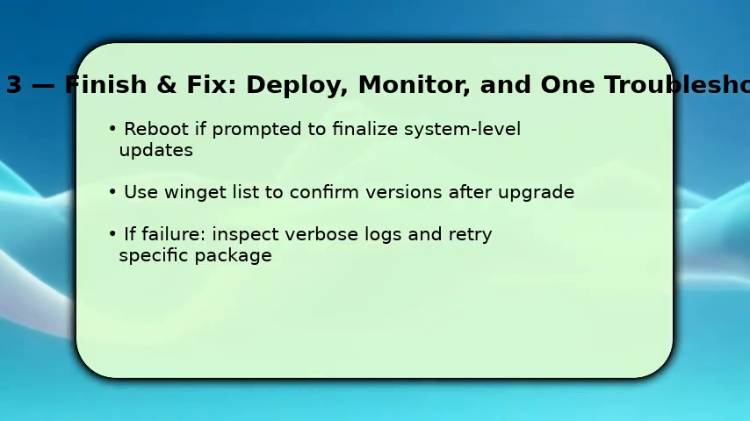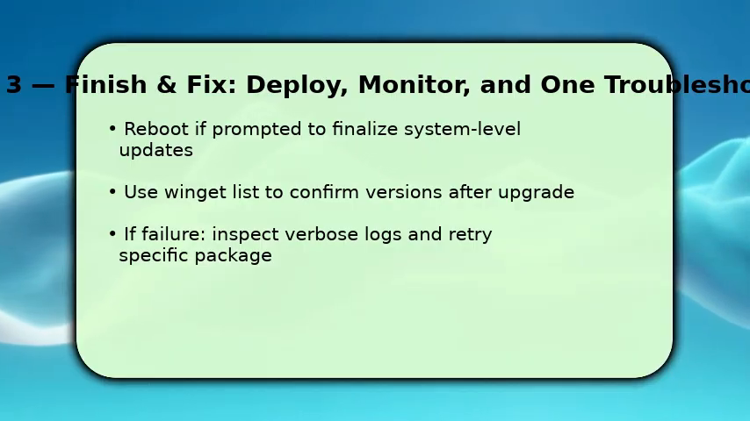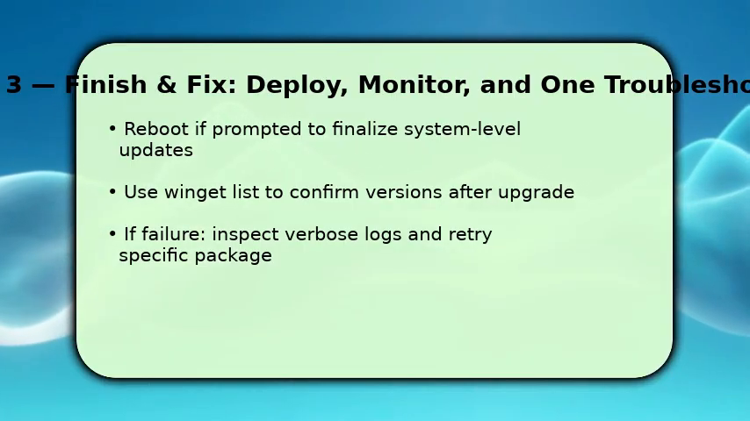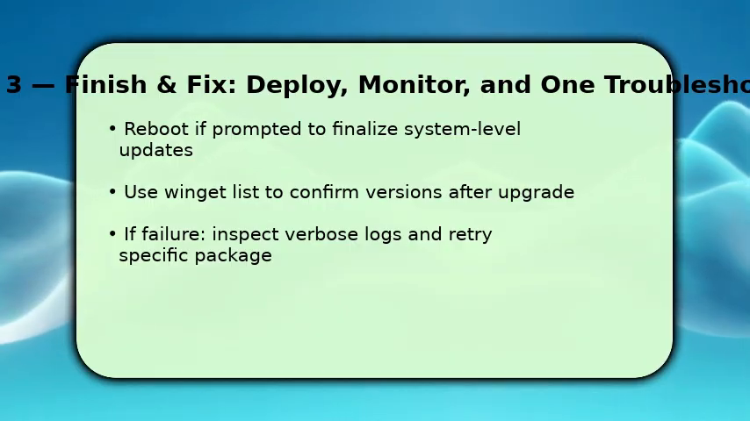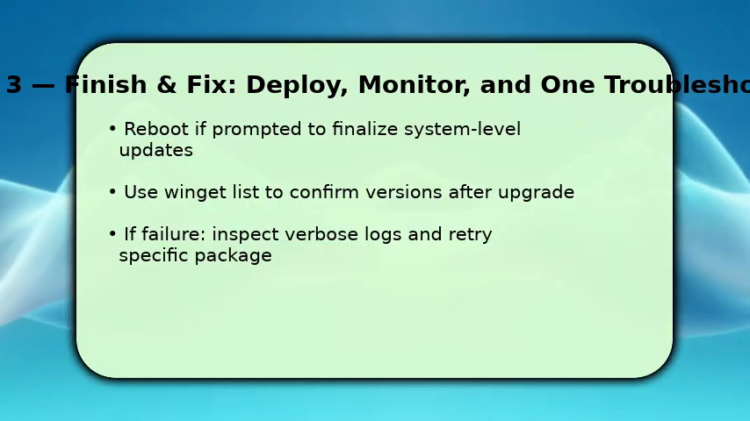If an upgrade fails, inspect the verbose output or log entries for the failing package, then retry that single package with elevated rights or add vendor-specific install flags. If problems persist, remove and reinstall the problematic package as a last resort.